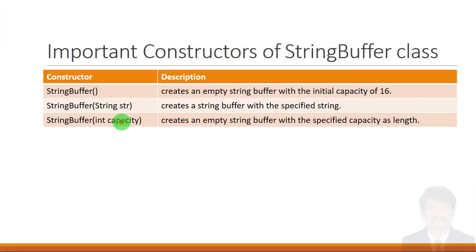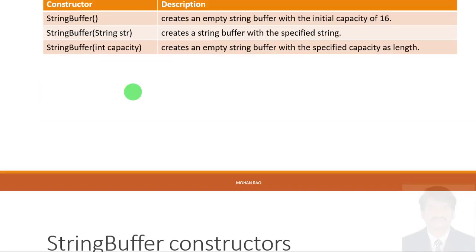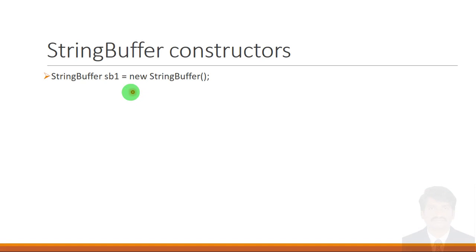Let us see the constructors present in the StringBuffer class. Guys, there are three constructors present in StringBuffer. One is default, another one you can provide the string, another one you can provide the capacity. Let me show you. StringBuffer sb1 is equal to new StringBuffer. The StringBuffer will be created with a capacity of 16.